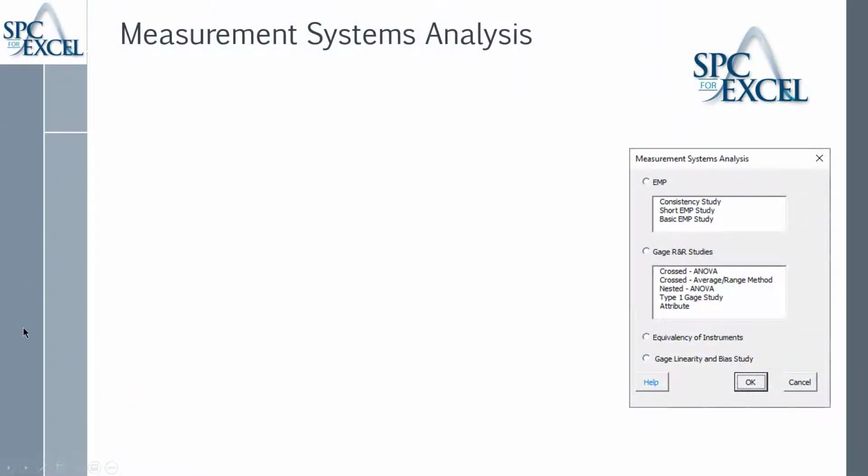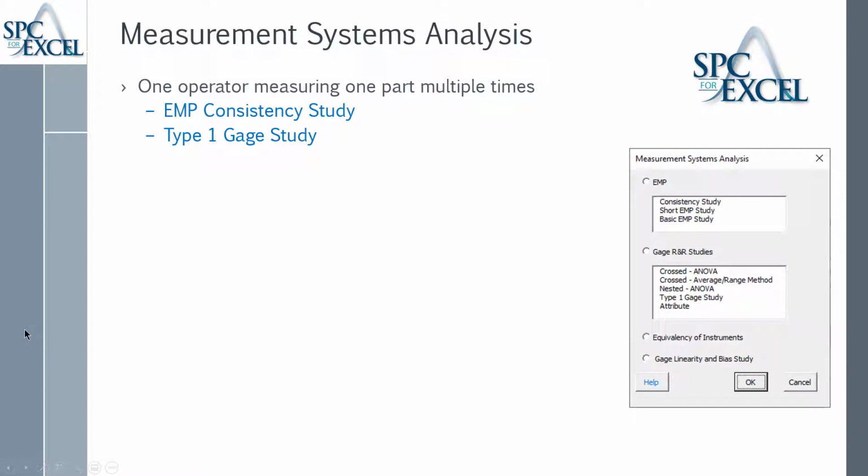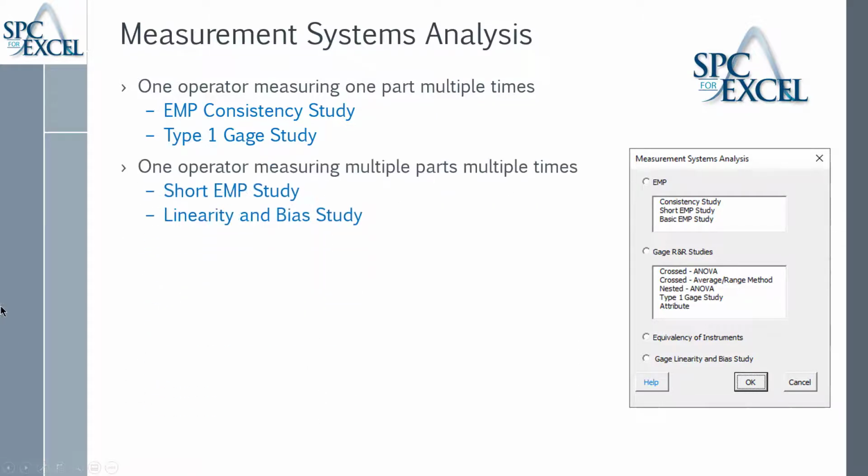This video takes a look at the measurement systems analysis techniques in the SPC for Excel software. If you're interested in just one operator measuring one part multiple times to look just at the measurement system itself, you have the EMP consistency study or type 1 gauge study. If you're interested in beginning to understand how the variation in the process has an impact, you can use one operator measuring multiple parts multiple times, and you can use a short EMP study or the linearity and bias study.